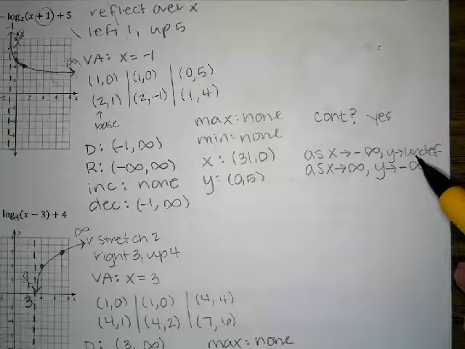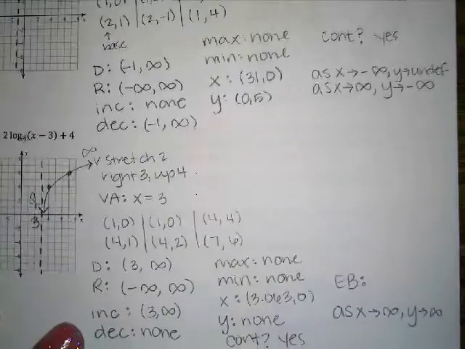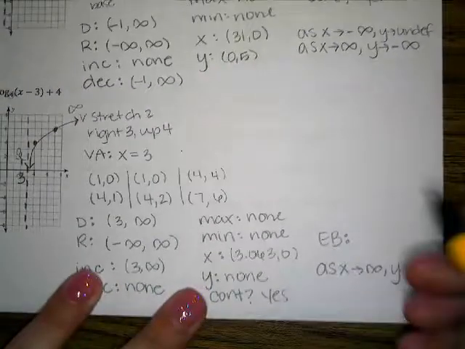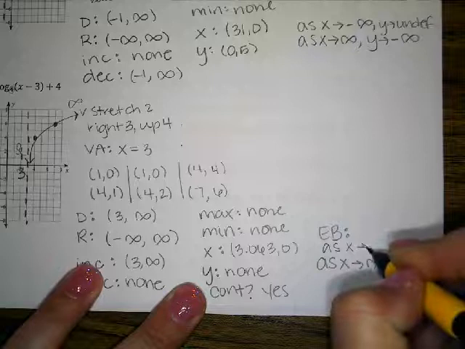And then for this one, same thing. As you try to look at the left arrow, the graph does not go left forever. Your y value would be undefined.